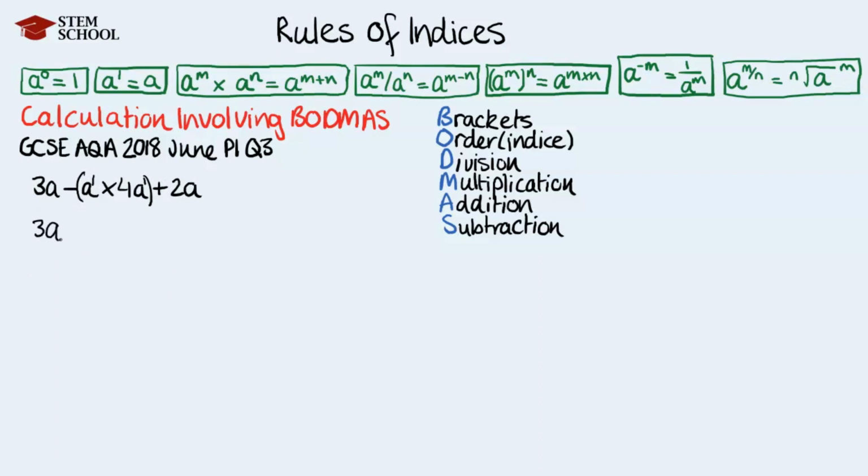So it'll be 3a minus, so a times 4a will just be 4a squared. So the 2 comes from 1 plus 1. Then we have plus 2a on the end there. Now let's tidy everything up, so we have 3a plus 2a, so that'll be 5a, then 4a squared. Okay, so that's the final answer.